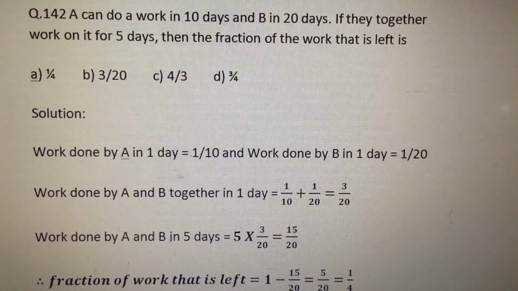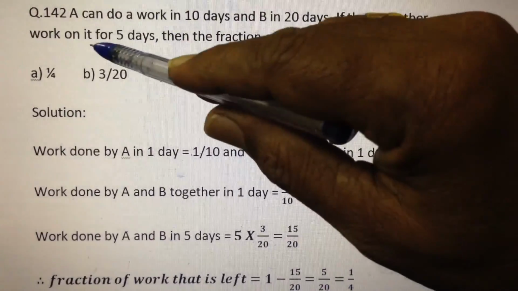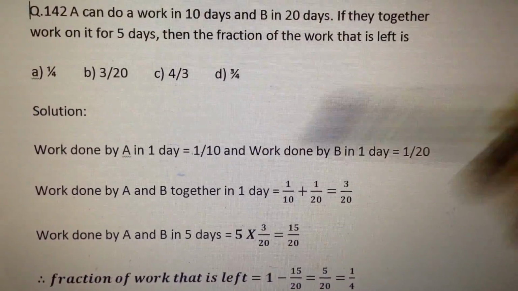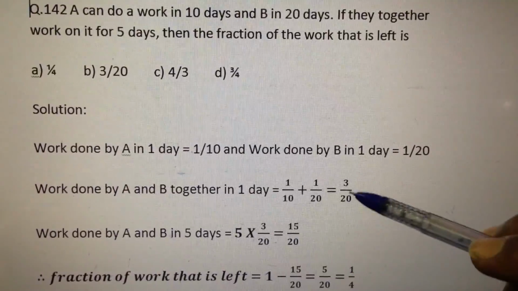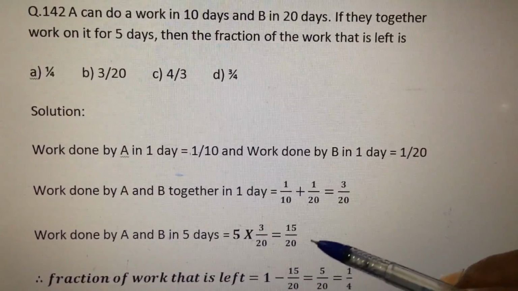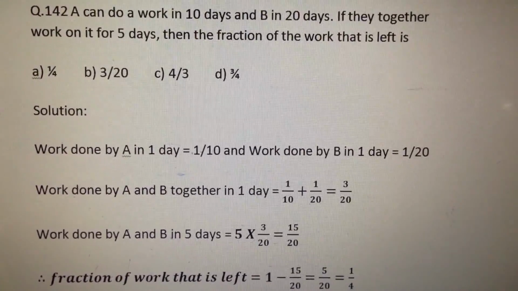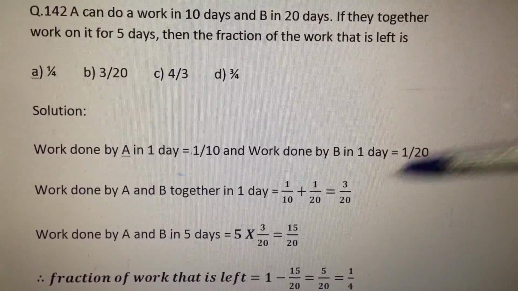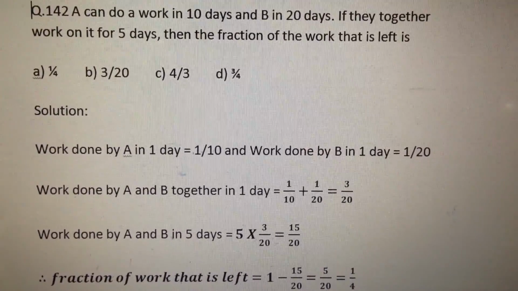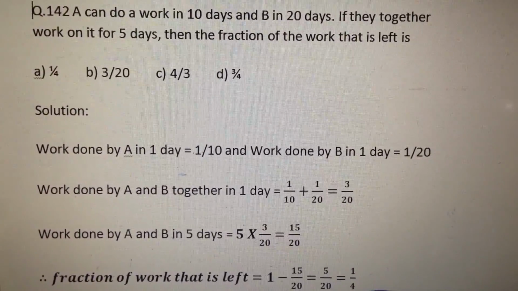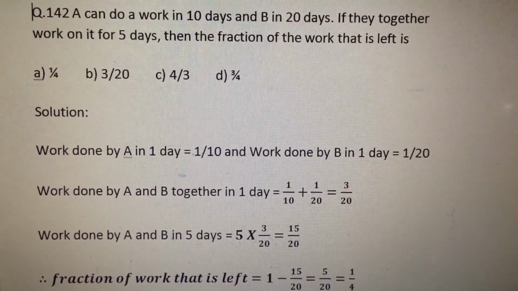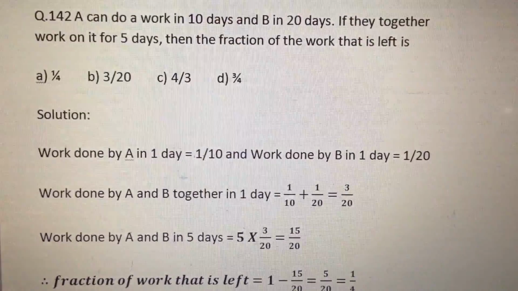They together work for 5 days. It is given in the problem that they together work for 5 days. Therefore, in 5 days, work done by A and B is equal to 5 into 3 by 20, which is equal to 15 by 20. So, the work left is 1 minus 15 by 20, which is equal to 5 by 20, which is equal to 1 by 4. Therefore, our answer is option A.